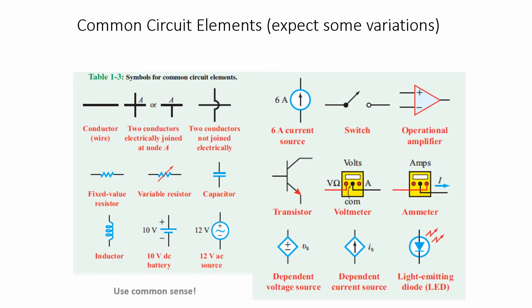We have a voltmeter. I'll show you how to use those in lab. Those measure, obviously, volts in a circuit. We have an ammeter, which measures the amps or current in a circuit. A dependent voltage source and a dependent current source. Both of those essentially are saying that something in the circuit changes the way that they output voltage, or changes the way they output current.